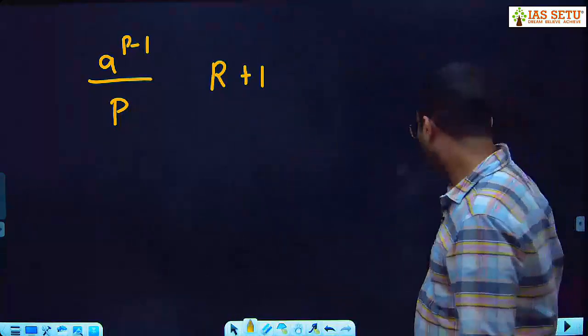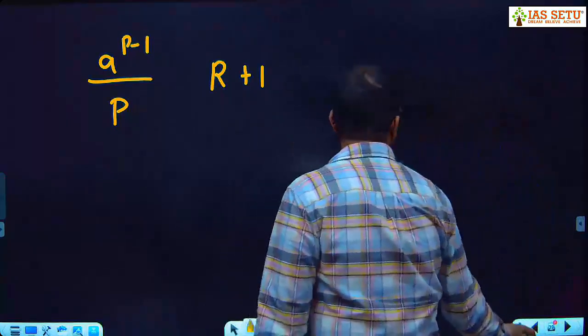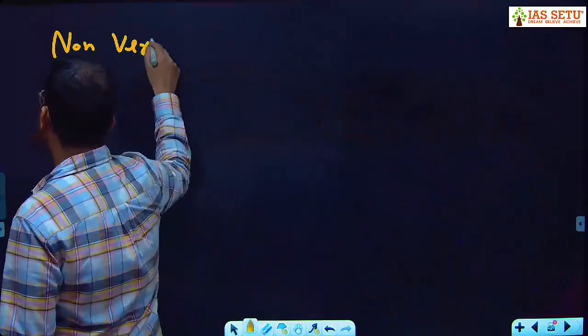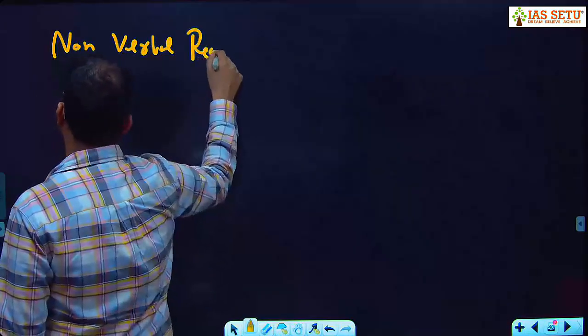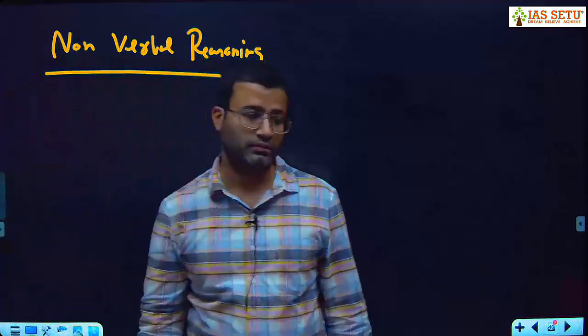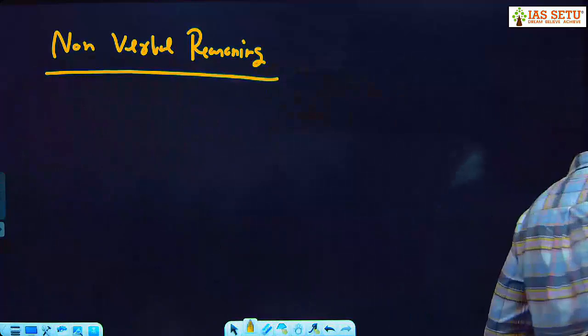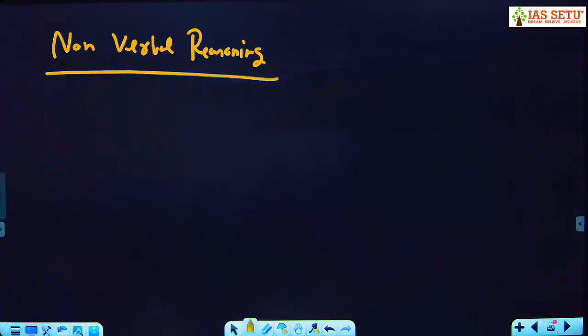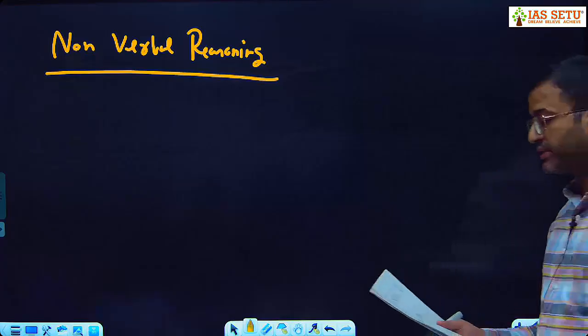Okay. Next topic is non-verbal reasoning, or it is called picture reasoning. 1 और plus 1 में कोई difference नहीं, it is the same thing. 1 means plus 1 only. Non-verbal reasoning means picture reasoning.